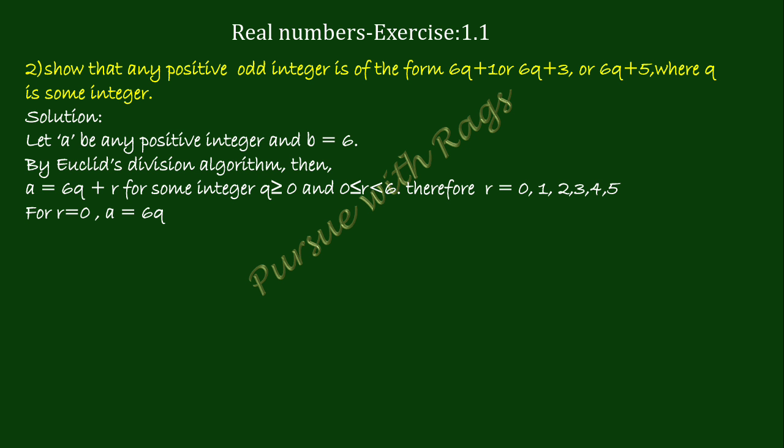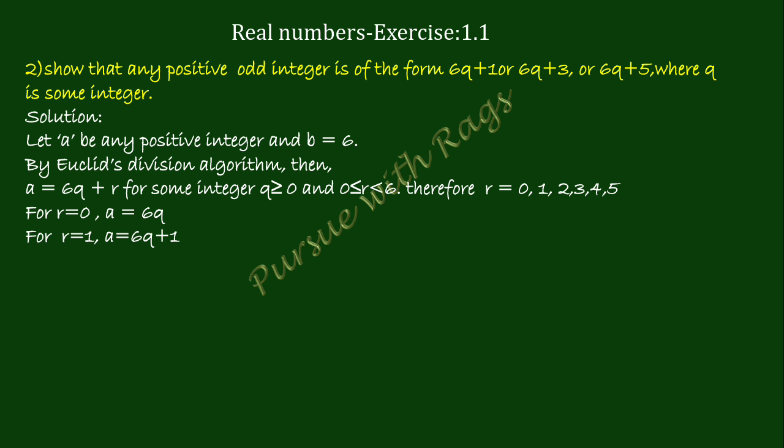See here, this a is a positive integer, right? And 6q is divisible by 2. When a number is divisible by 2, then we can tell that it is an even integer, right? Even number. So here also a is equal to 6q is an even number. So for the next one, for r is equal to 1, a will be equal to 6q plus 1. Here this is not divisible by 2.